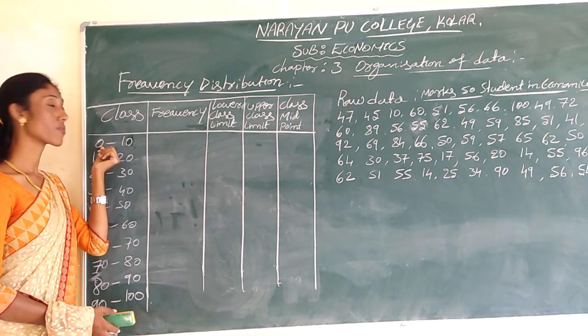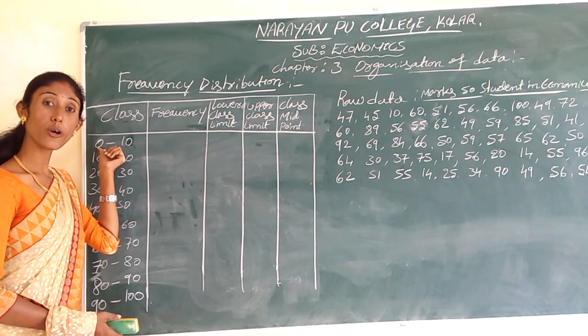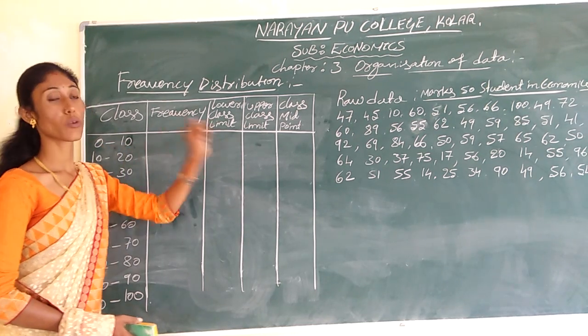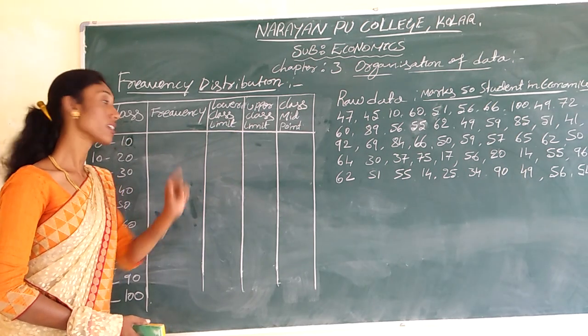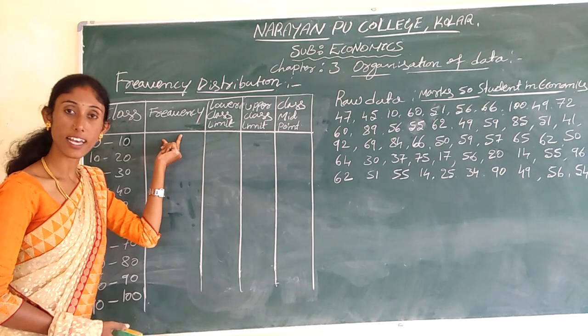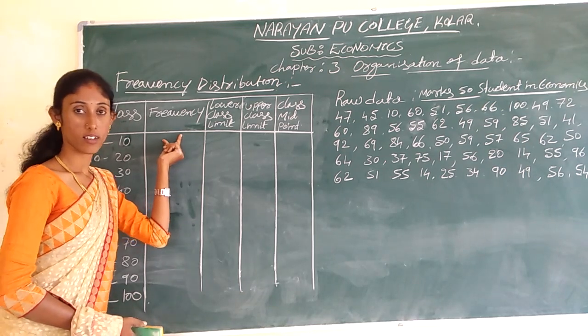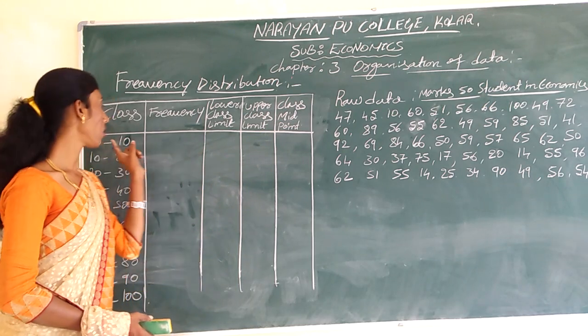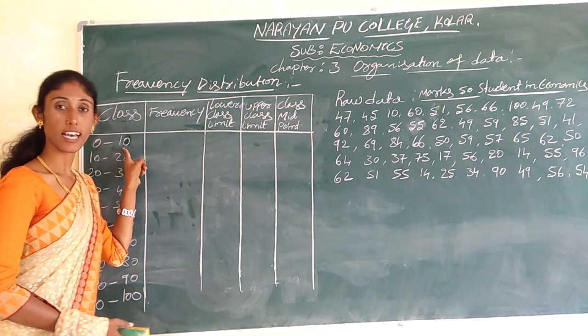Here the frequency means the number of values in the particular class. The value is between 0 to 10. Between 0 to 10, how many students have scored the marks? The number of values or the number of students will be considered as the frequency. Understood, right? Now let's find the frequency of this particular class.